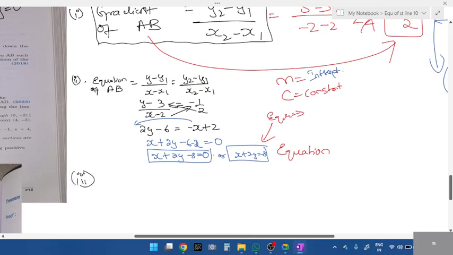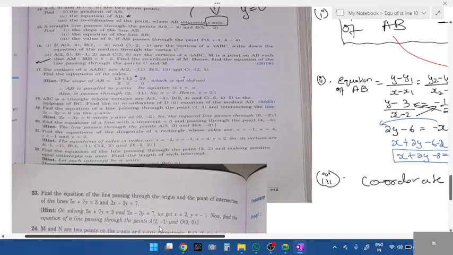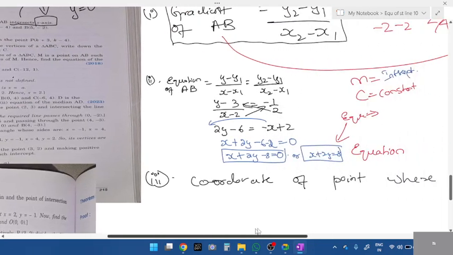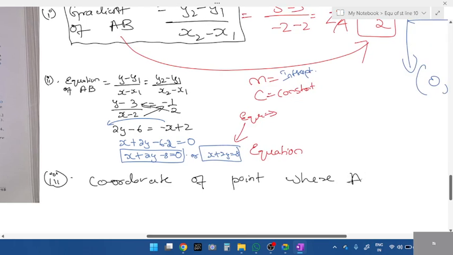They have asked us the coordinate of the point AB. So write the coordinate of the point where, just copy this question, whatever is given, what they have asked. The coordinate of the point where AB intersect x-axis. If you want, write it or just ignore it, students. Where AB intersect x-axis, what will be the value of y, students? Y is equal to, respond. What will be the y value?